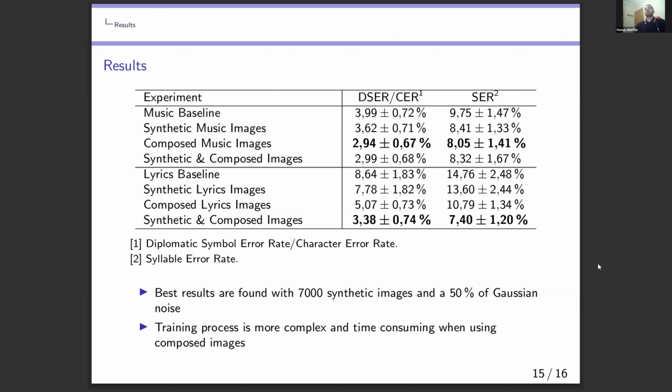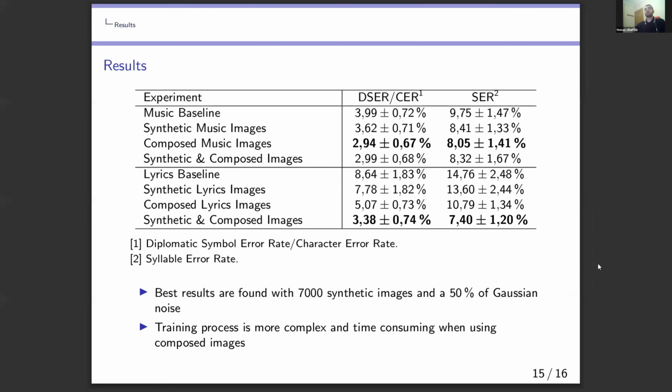We can see that the best results for the music case are present when composed images are considered, and there's not a notable difference whether synthetic images are present or not. We can see that in both cases, the introduction of synthetic images by themselves improves upon the results, but this improvement is within the confidence intervals, therefore it's not notable. However, there's a special interaction when considering synthetic and composed images for the lyrical elements.